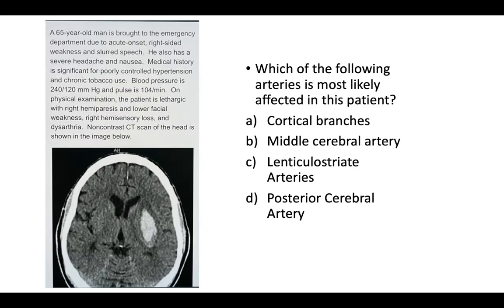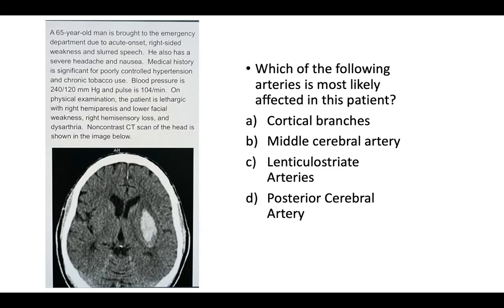On physical examination, the patient is lethargic with right hemiparesis, lower facial weakness, right hemisensory loss, and dysarthria. Non-contrast CT scan of the head is shown in the image below, and this is what you see. Which of the following arteries is most likely affected in this patient? Lenticulostriate artery. Yes, that's one answer. Do we agree? Yes. Okay, thank you. So the dysarthria here is, okay, someone said B.